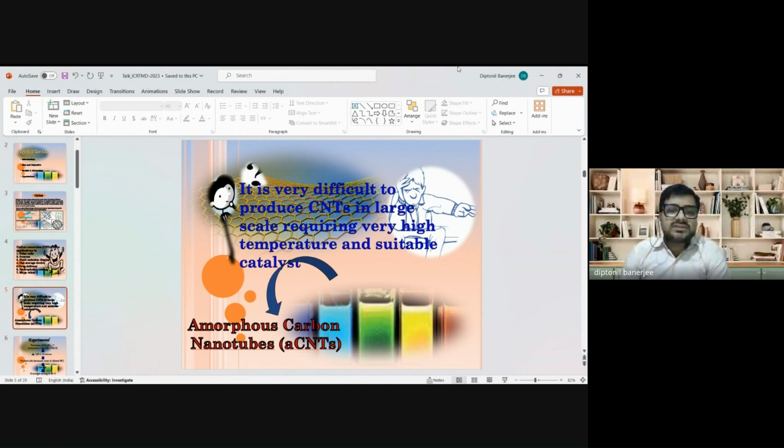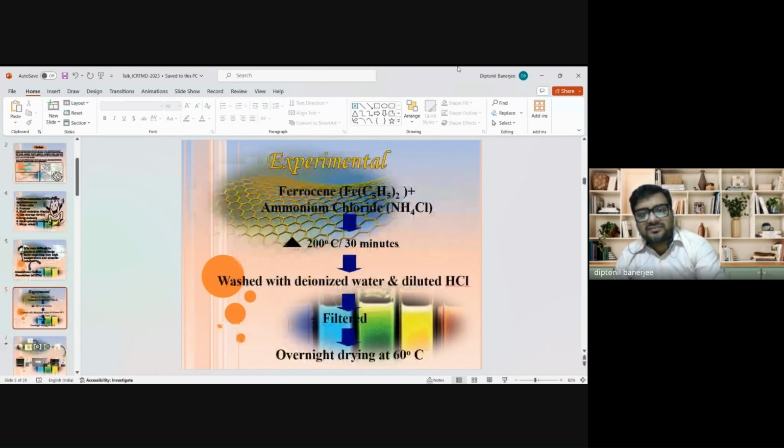So it was necessary to find a suitable alternative of this material, where the property of the material would remain intact, but the synthesis technique would be very simple and with a very high yield. Now, the possible solution was an amorphous analog of the carbon nanotubes and the amorphous graphene.